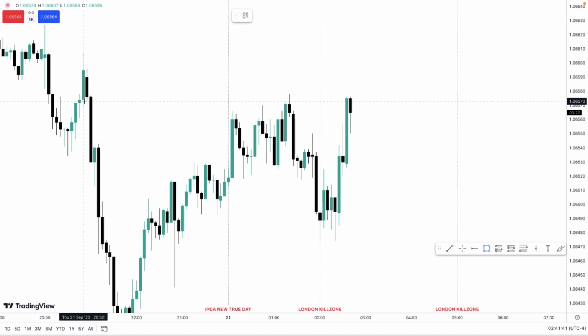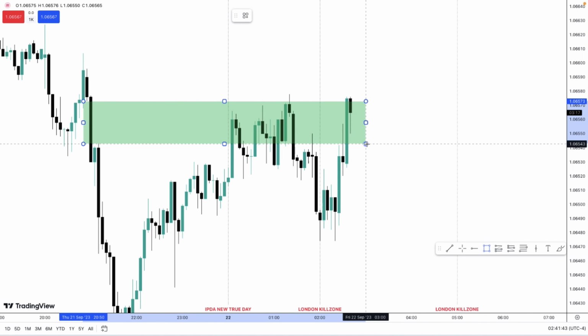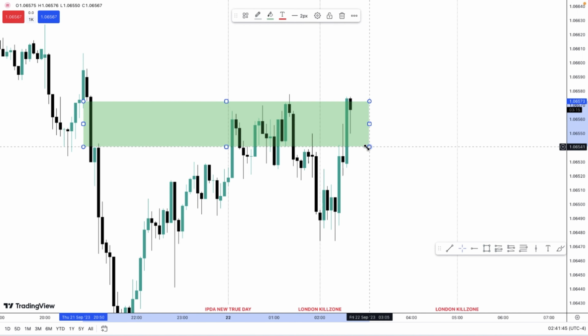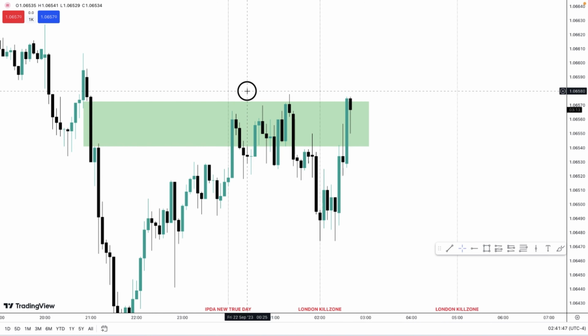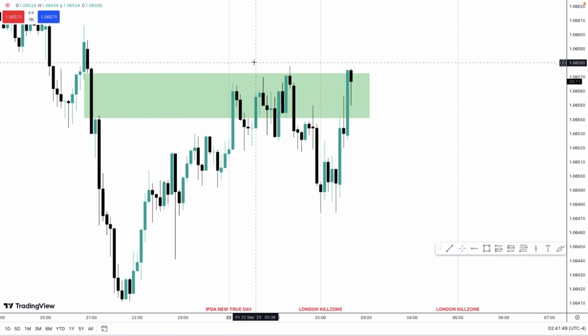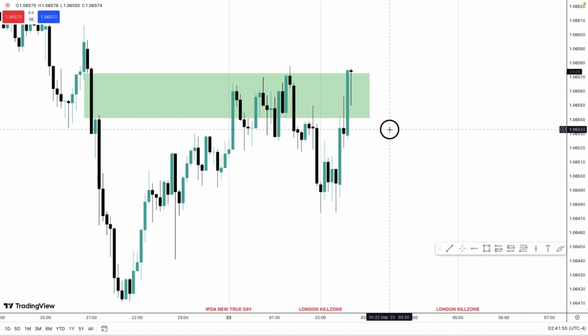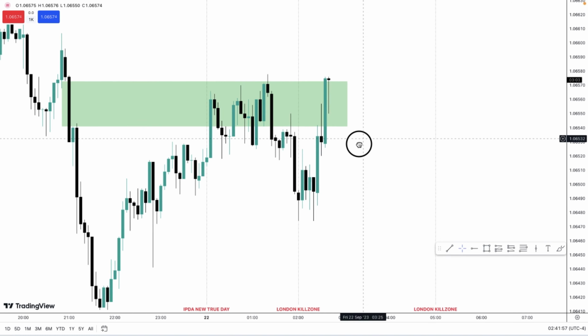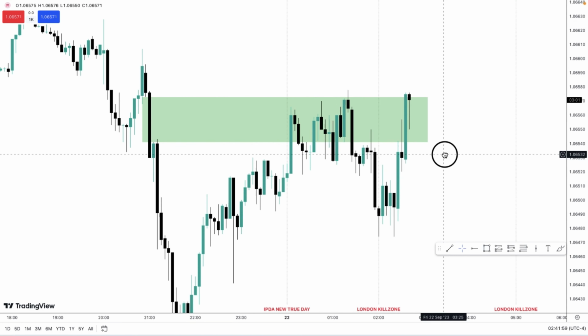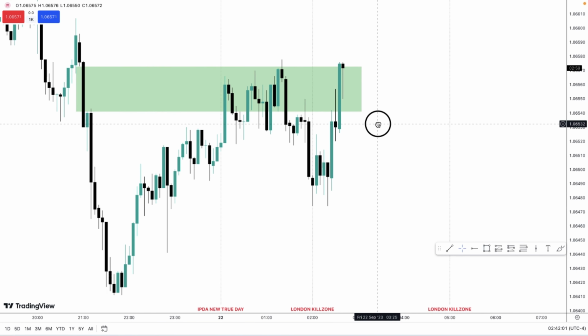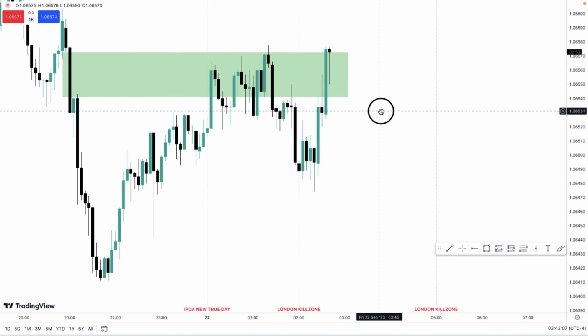So let me just quickly cater for this fair value gap that we had in price. This is the fair value gap. We can see price is leaving this fair value gap. We can see price is leaving this fair value gap.